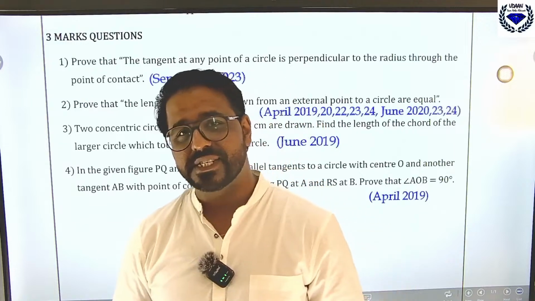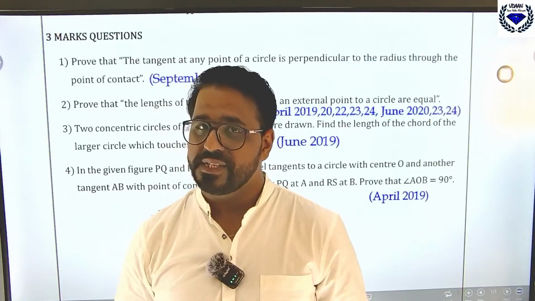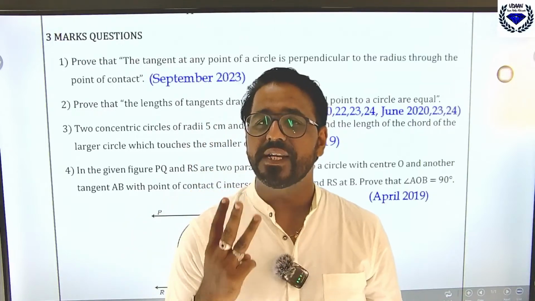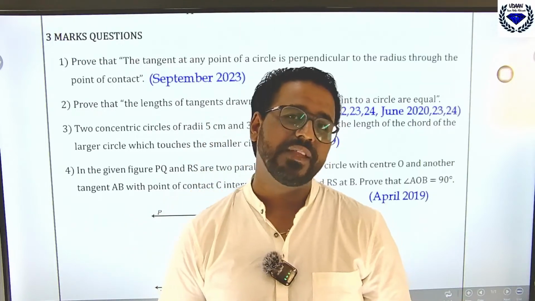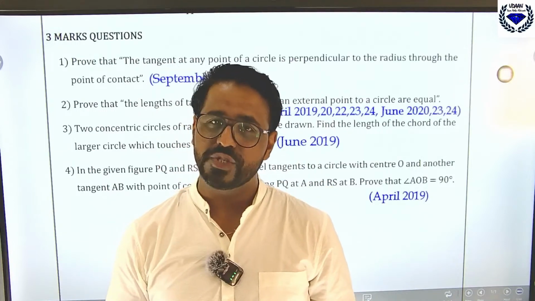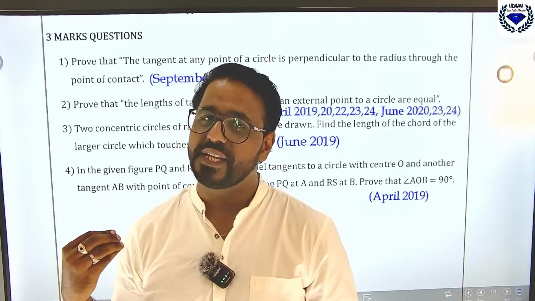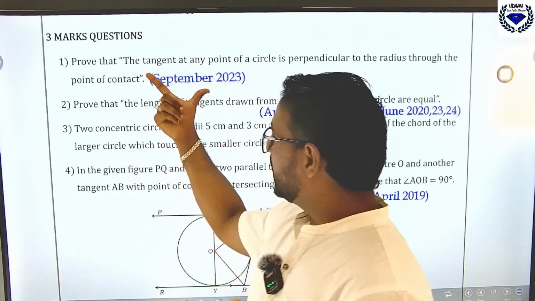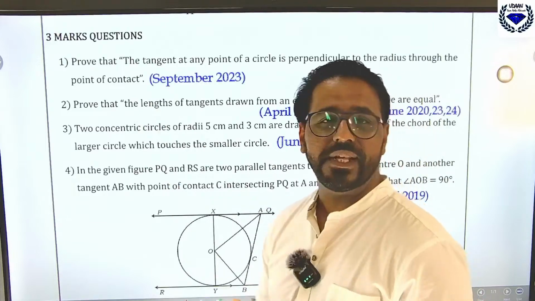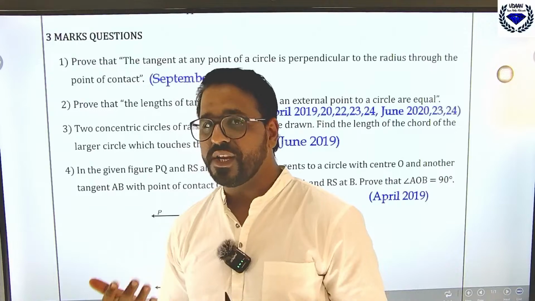Now I will be discussing the most important questions from the circles chapter, and this is part 3 of my discussion. In lecture 1 I have discussed the objective type and some 1 mark questions, and in lecture 2 I have discussed the remaining questions. In lecture 3 I will be discussing all the 3 mark questions. So let us begin our discussion on this.